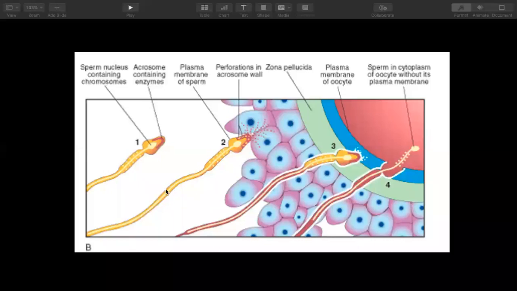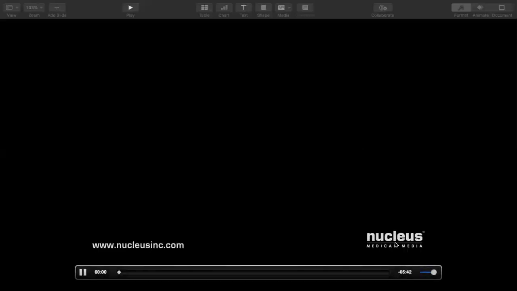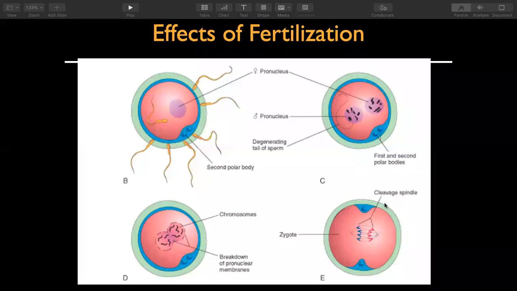Then the third step, that is crossing of the three barriers. The three barriers are the corona radiata, zona pellucida, and the cell membrane of the oocyte. What kind of changes we had seen? One more beautiful video of fertilization. And lastly, in fertilization, we have talked about the effects of fertilization, right? So we know the main effects of fertilization.